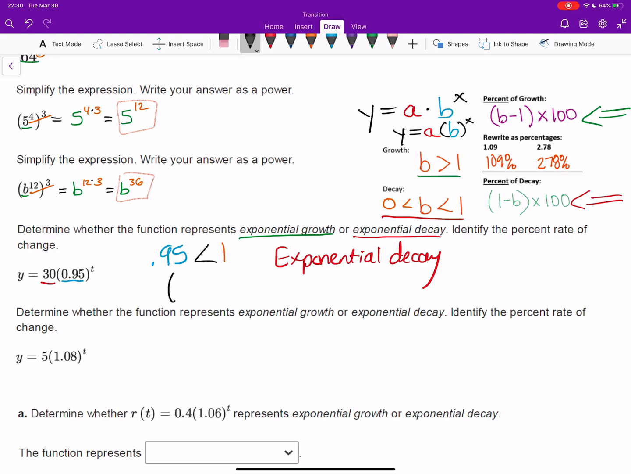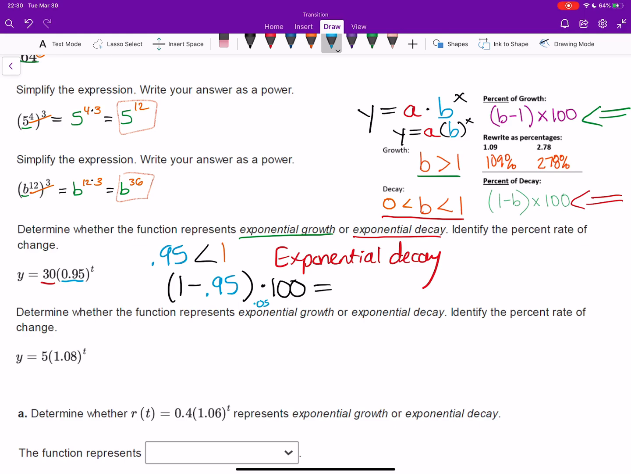So you don't need to worry about that if you're really comfortable with converting to percents. So I'm going to do 1 minus 0.95, and then at the very end, I'm going to multiply that by 100, okay? And be very careful when you type that in your calculator. Either use parentheses or do the 1 minus 0.95 part first.